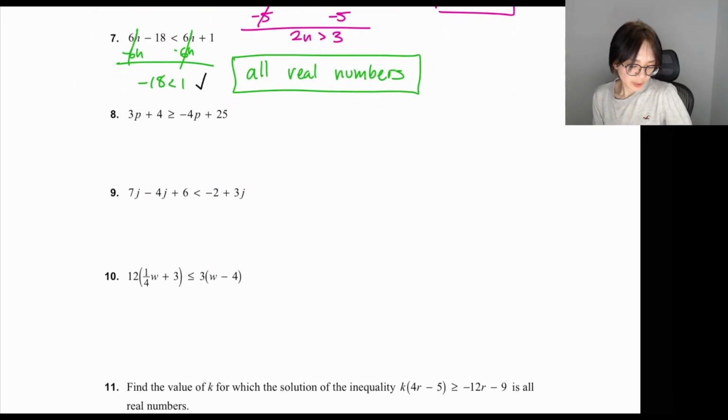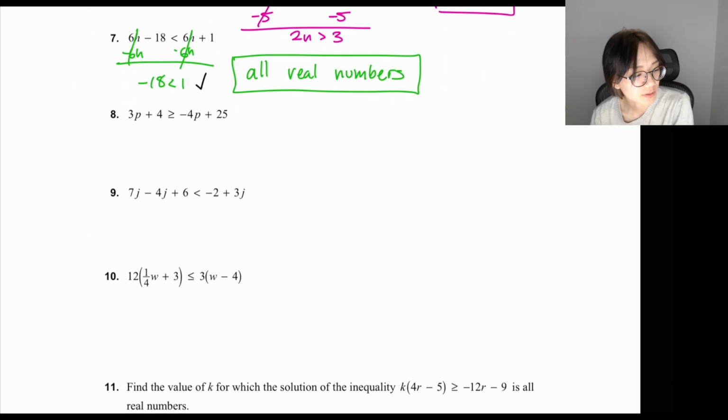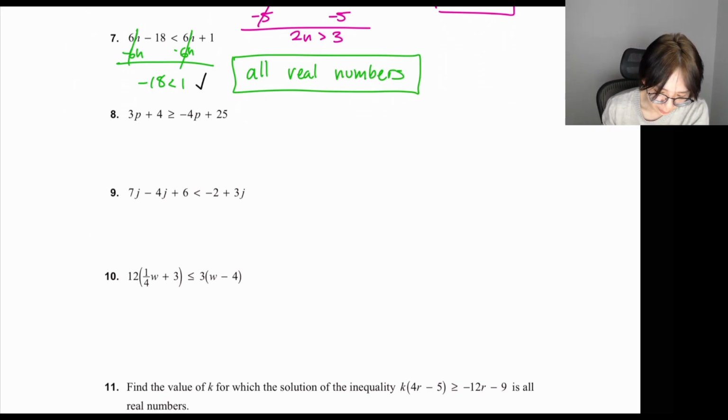Next one, 3p plus 4 is greater than or equal to negative 4p plus 25. Now we have different amounts of p's on both sides. Which one is going to get us a positive p? We can either be subtracting 3p from both, or we can be adding 4p to both. In this case, I think 3 plus 4 is going to be better than negative 4 minus 3. So I'm going to be adding 4p to both sides.